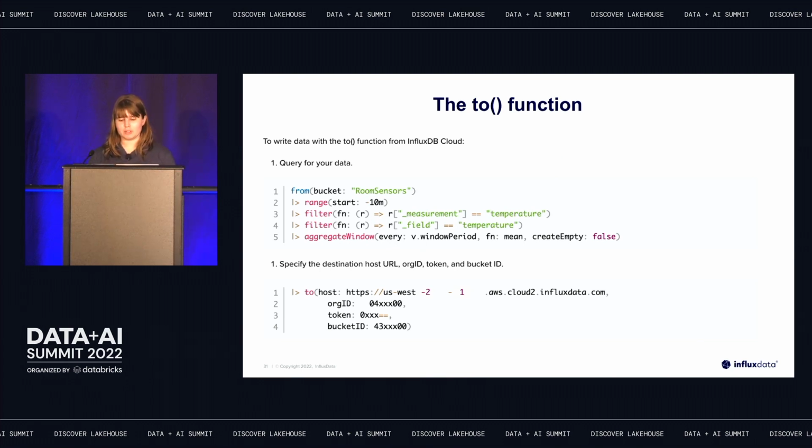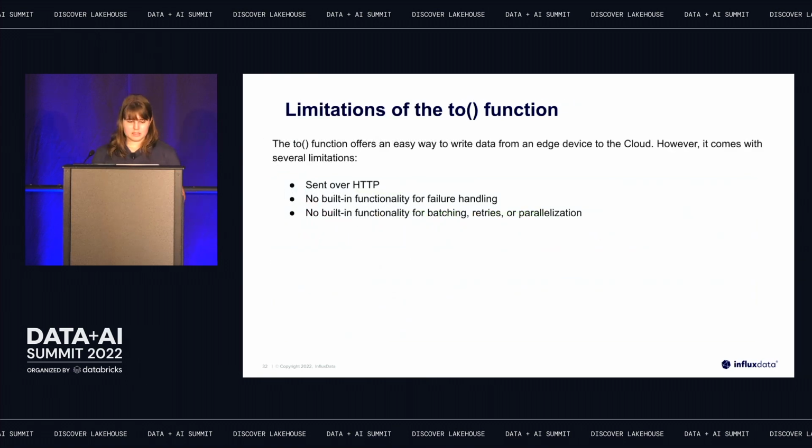But basically, what people were doing is they were using this to function in open source Influx running on their edge device or their computer, and then they were pushing that data up to cloud. This had a few different problems with it. The limitations were, one, it's unsecure because it's being sent over HTTP, not good. Two, there's no built-in functionality for failure handling, so it doesn't even work that well for the intended purpose, because with some connectivity issues, eventually data is going to be lost, unfortunately. And there's no built-in functionality for batching or retries or parallelization.